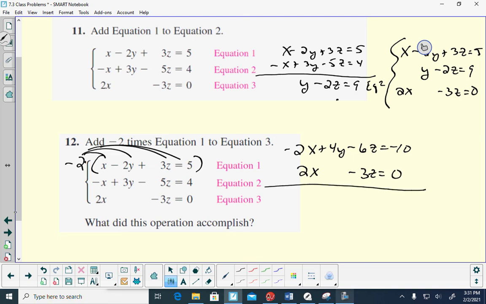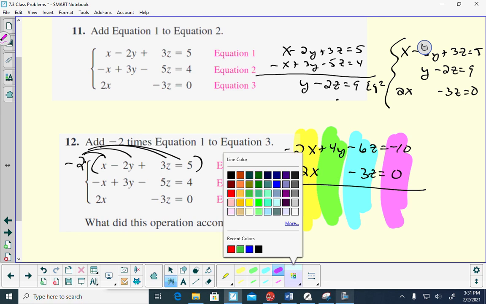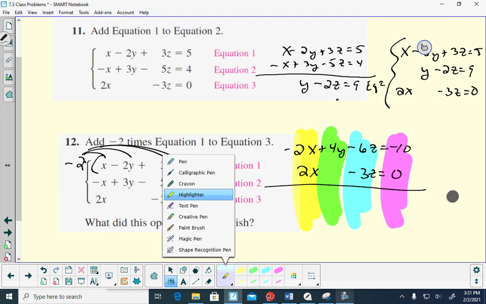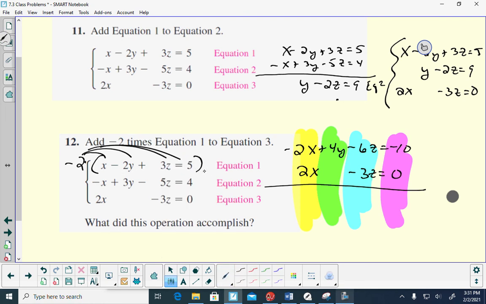If you notice, I'm taking great care in forming columns. Here, let's highlight. I want to form a column for my x's, a column for my y's, and a column for my z's, and then finally a column for my answers. And I'm doing that on purpose so that when I go to add, I'm adding like terms. And if I'm missing an x, a y, or z or something like that, I'm going to skip the space. So I line up in these columns. So this is going to be 0. This will be 4y minus 9z is equal to negative 10.